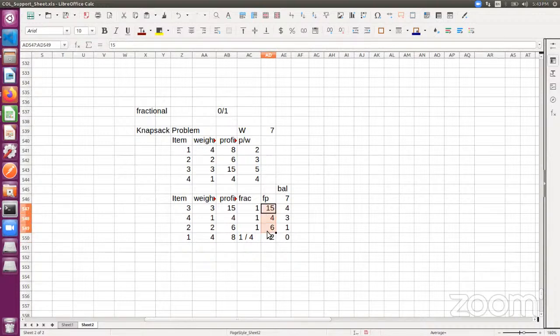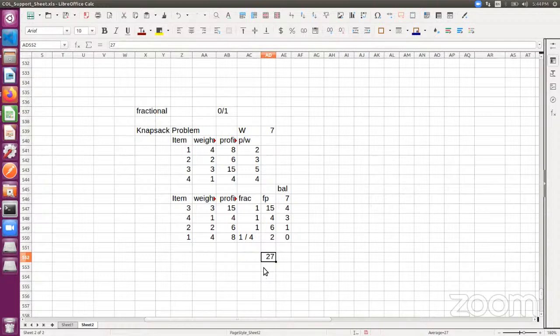And add all this profit. What is the total profit? 27. So this is the maximum profit achievable. You will not get any better. If you apply a different combination, you might get the same profit, but not better than this. This is the optimal solution.